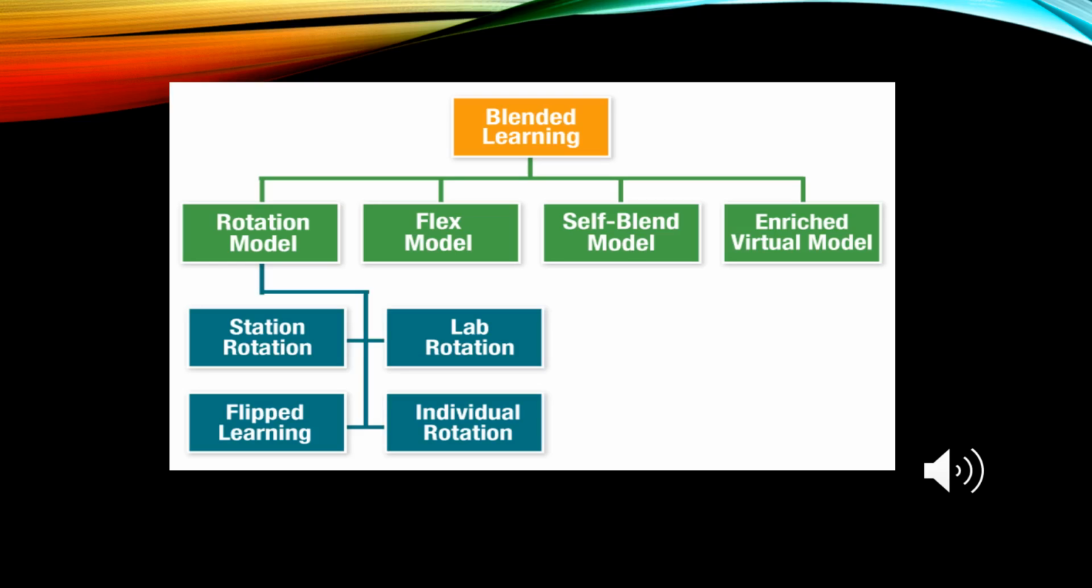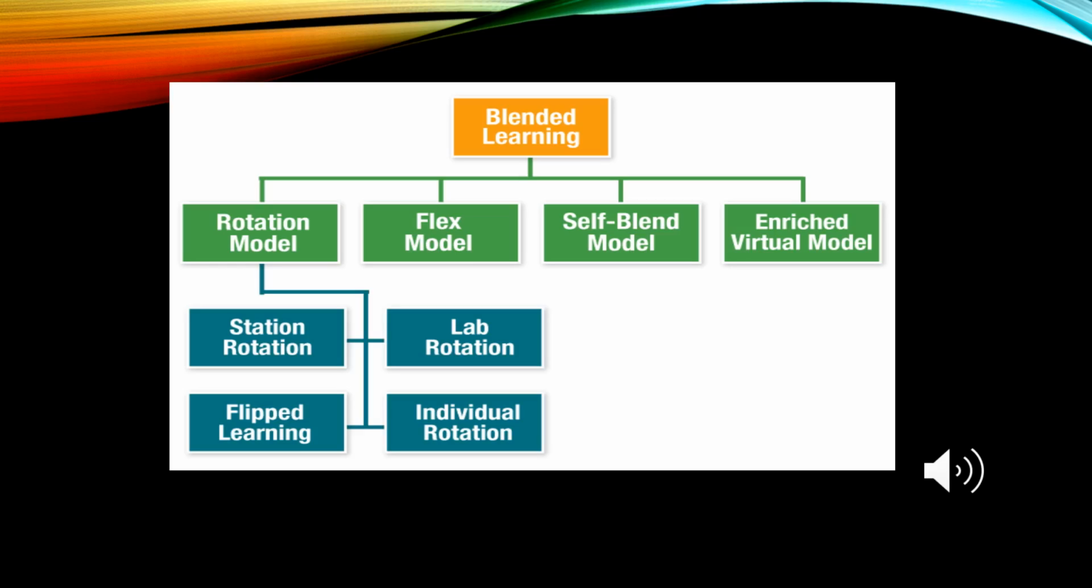To start off with, there is the rotation model, and there are 4 types of rotations within that model. The station rotation model is where students rotate on a timed schedule through different stations. Stations can be small groups with the teacher, online learning activities, independent skill and concept applications, and games. A lab rotation requires students to go to the computer lab for their online learning station, which then the data gets used to inform classroom instruction.